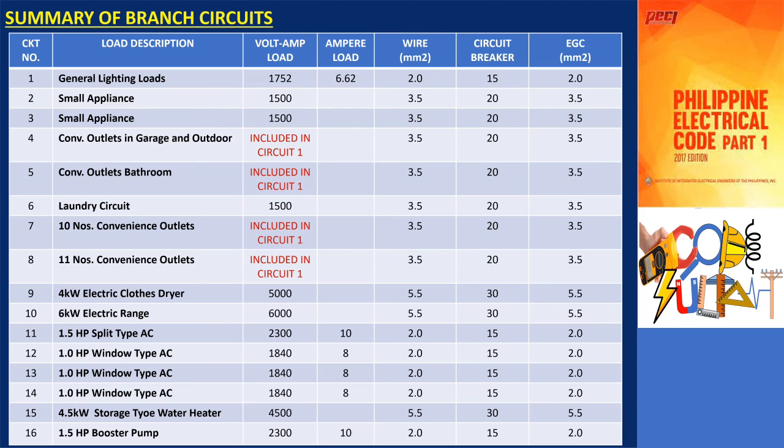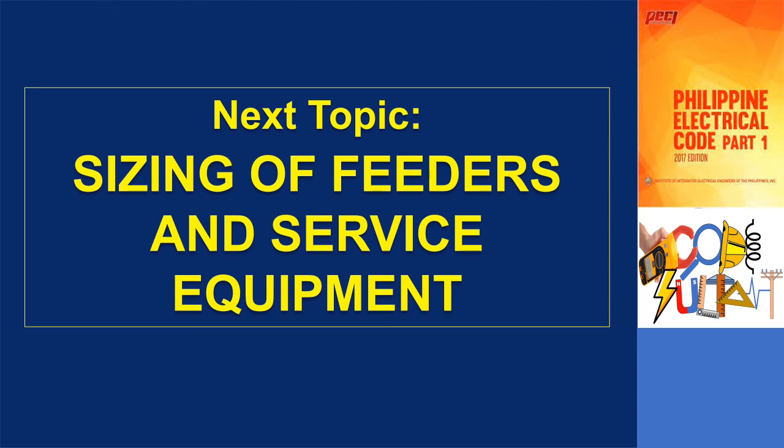Now that we have determined the branch circuit loads, circuit conductors, overcurrent devices, and equipment grounding conductors for all the circuits, we are ready to move on to the next step. In the next video, we will discuss the sizing of feeders and service equipment, which are critical components of any electrical installation. We hope you will join us for that discussion and learn more about the code rules.